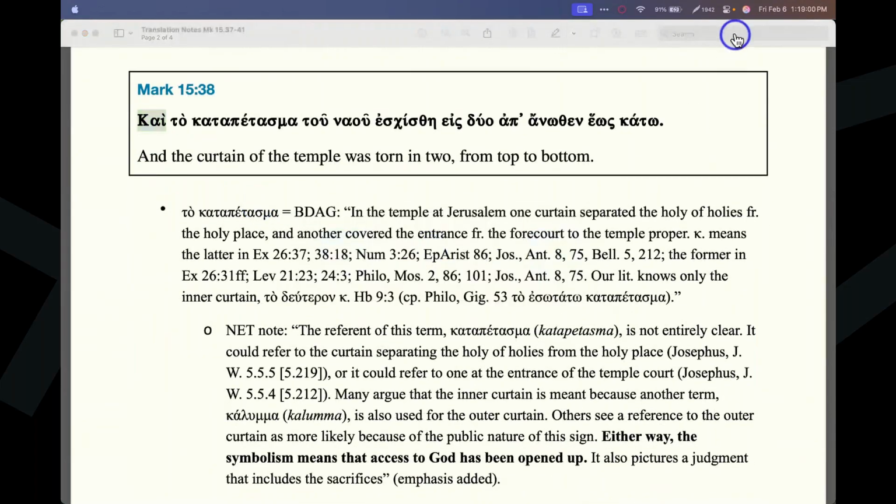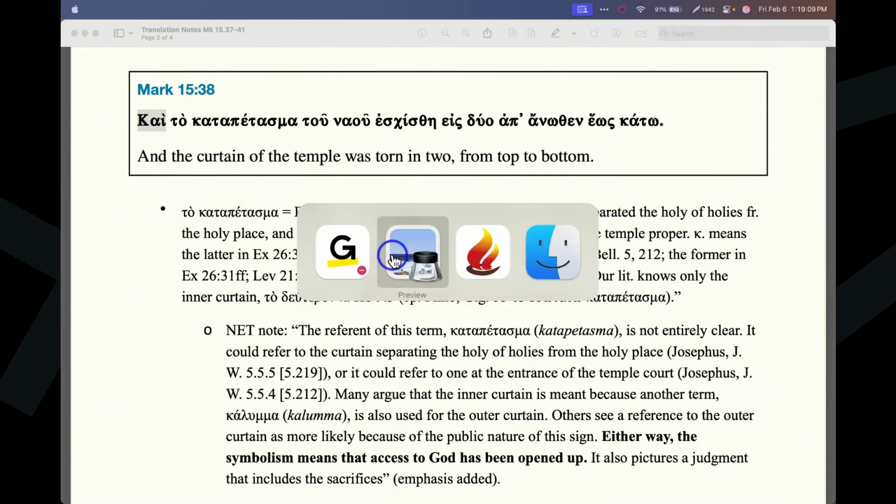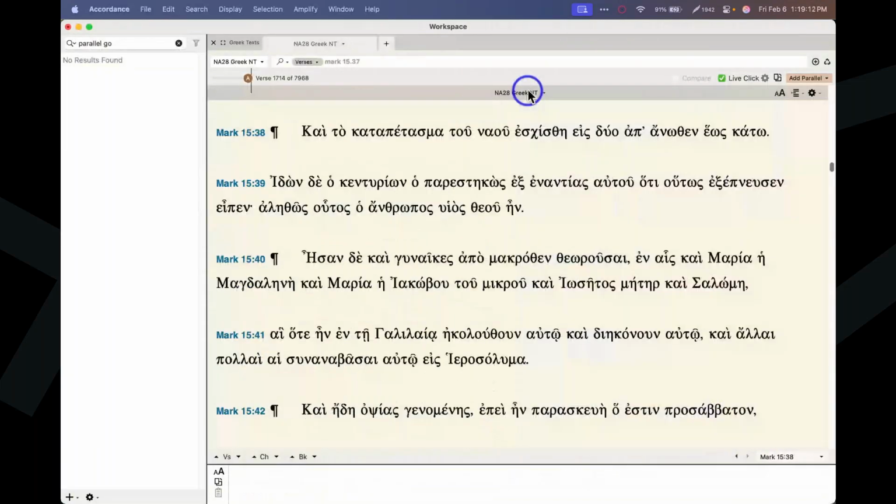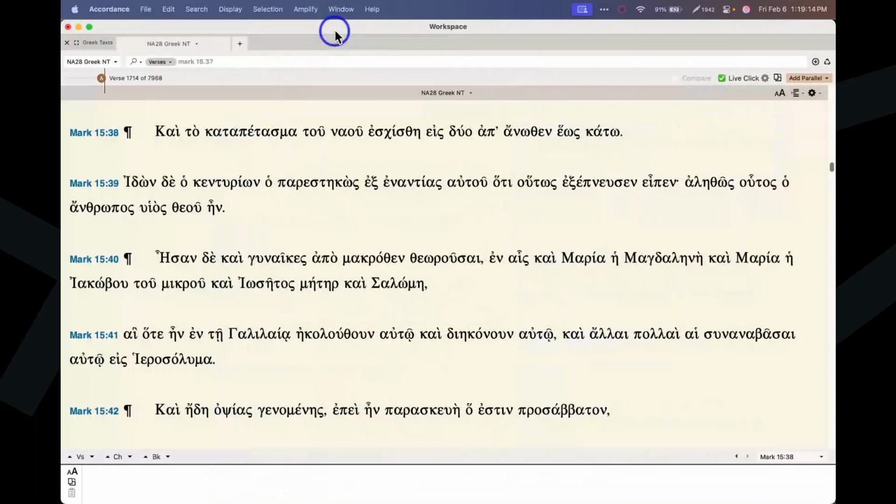Let me just check in and make sure we are good on questions, comments. Feel free at any time to put them in. Let me move on to verse 38. Make my screen a little bit easier. All right, here we go.